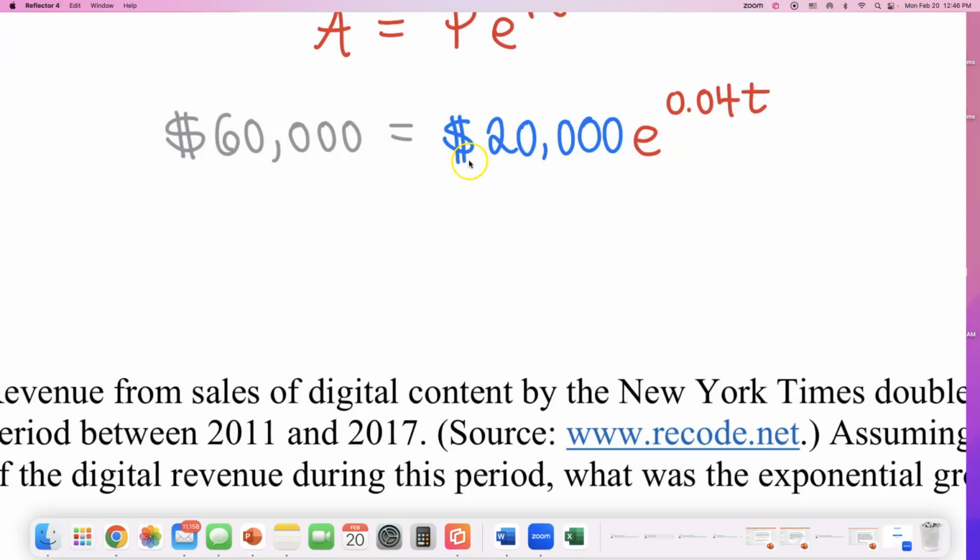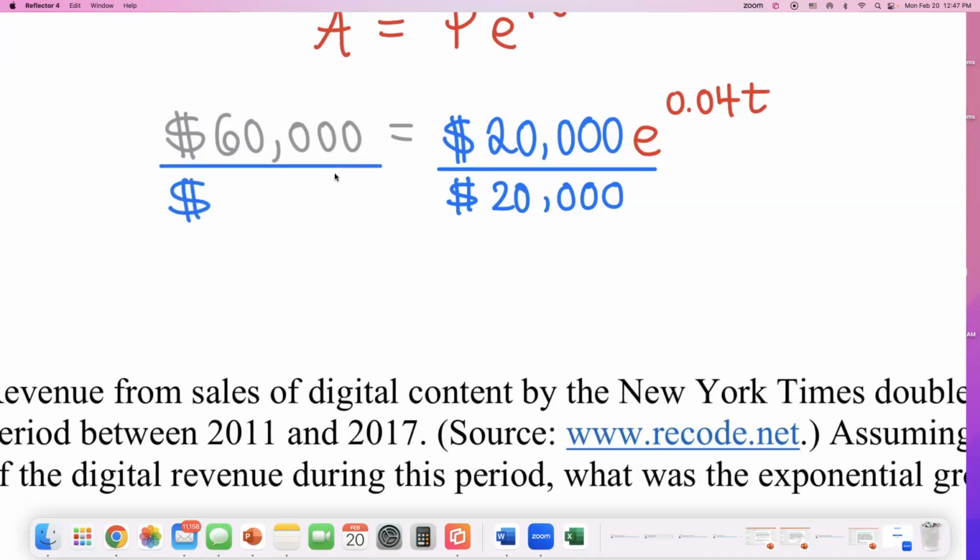We're going to divide both sides by 20,000. When you divide both sides by 20,000, you're going to get 3 on the left side because 60,000 divided by 20,000 is 3. Now, what's the only thing left on the right side? This exponential term. Now, how do you bring that exponent down?